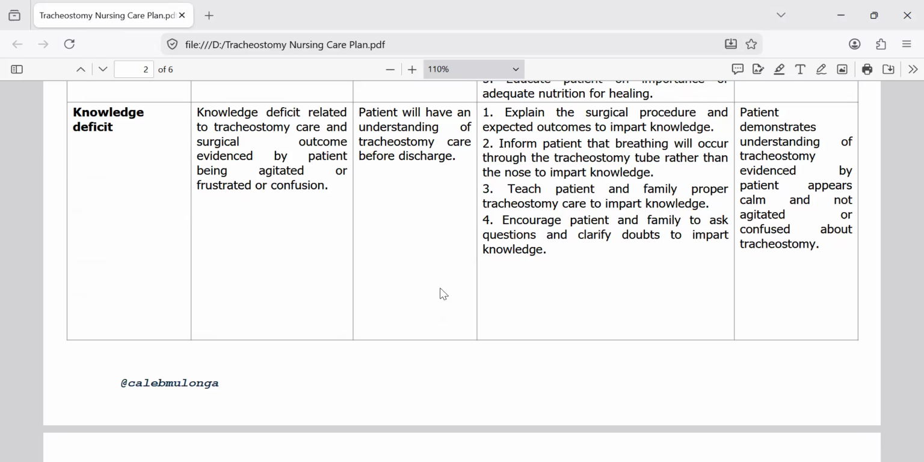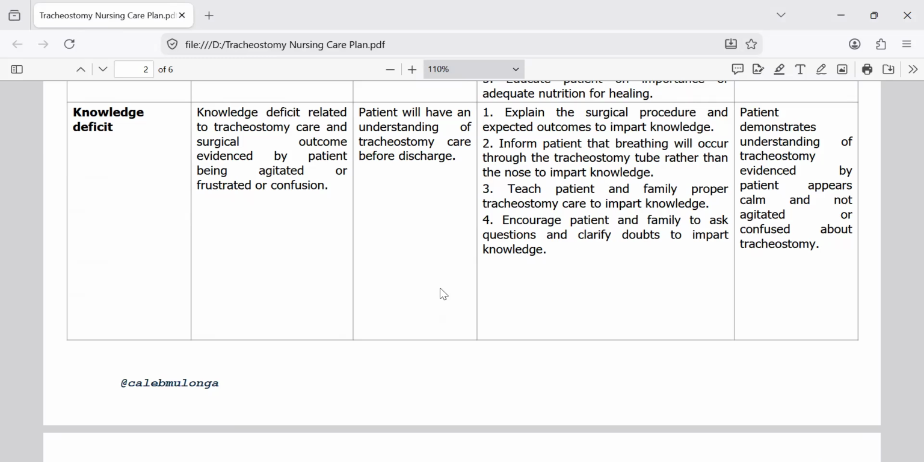procedure to impart knowledge. Number 2, I will inform the patient that breathing will occur through the tracheostomy tube rather than the nose to impart knowledge. This is very important. The patient needs to know that they will be breathing through a tube and not through the nose. Number 3, teach the patient and the family proper tracheostomy care to impart knowledge. Number 4, I will encourage the patient and the family to ask questions, and I will clarify any doubts to impart knowledge.